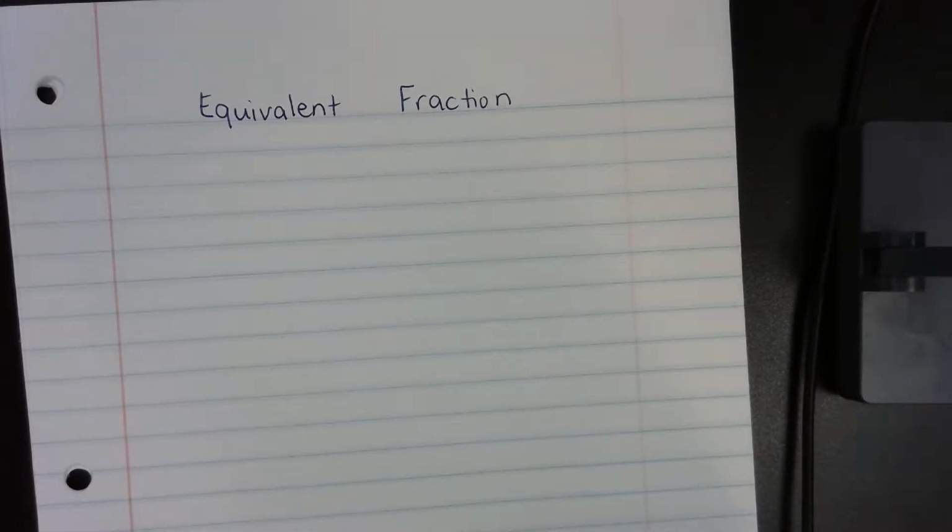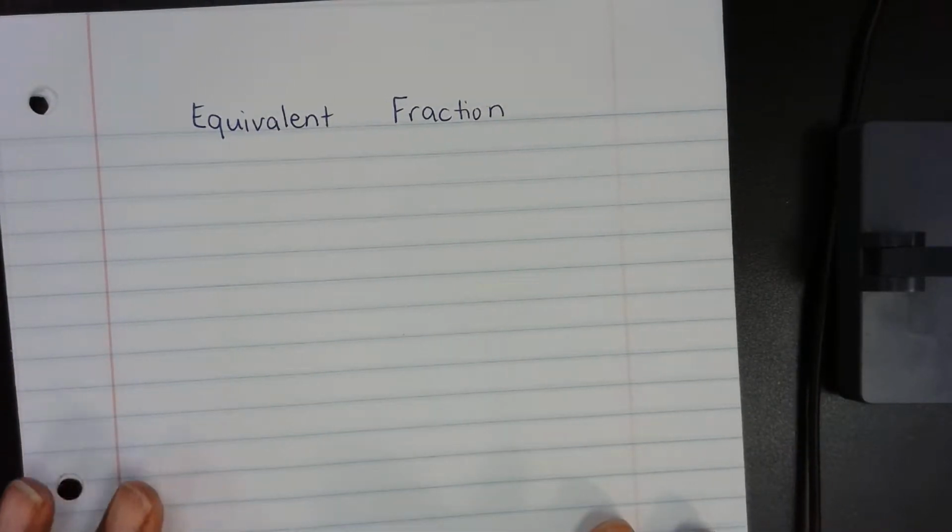So we're going to be doing equivalent fractions. What does it mean to be equivalent? Good. It means that it's going to be equal. So we're looking to find what fractions are equal, and today we're going to be using an area model. We're going to be using shapes.